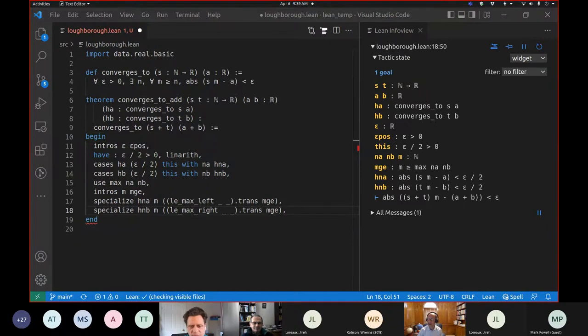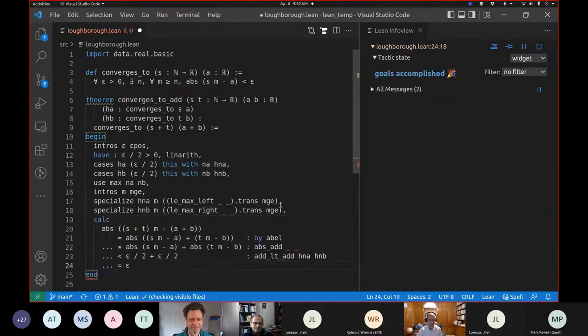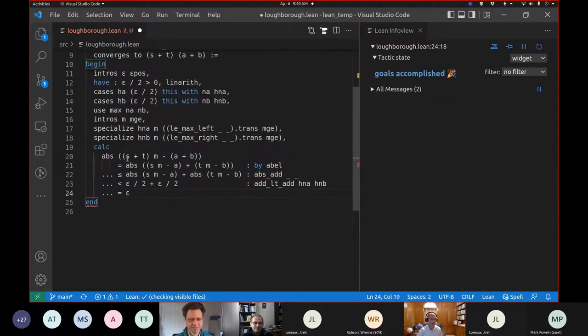And again, as on the cooking shows, when they just pull something out of the oven, let me just cut and paste the calculation. So there it is. The absolute value of S plus Tm minus A plus B, just rearranging terms, is the absolute value of Sm minus A plus Tm minus B. Right, so abel works in any abelian group. It just does the calculation.